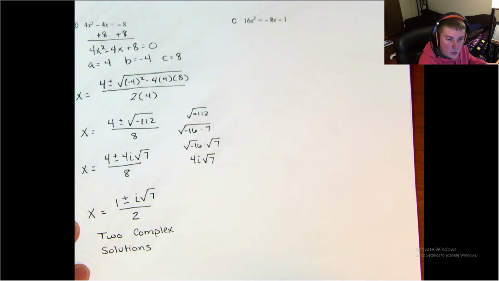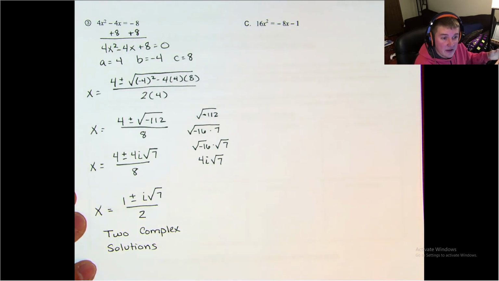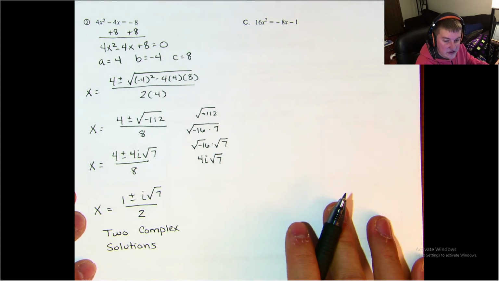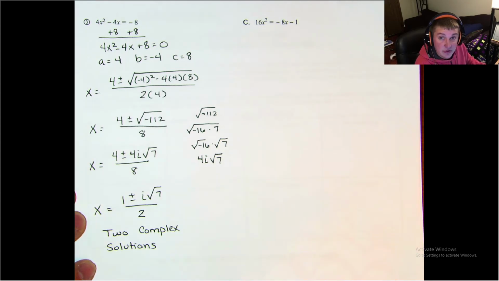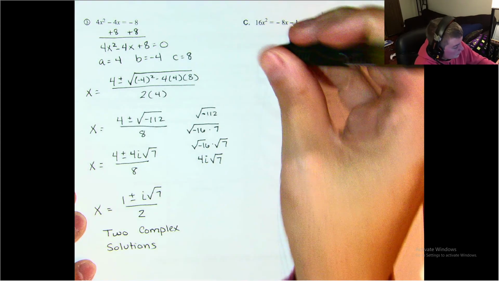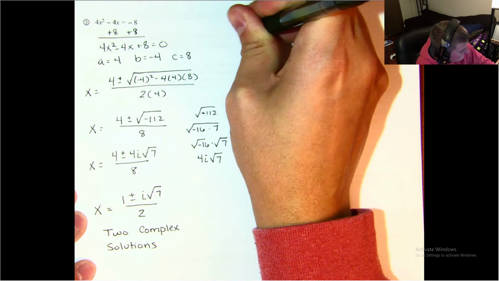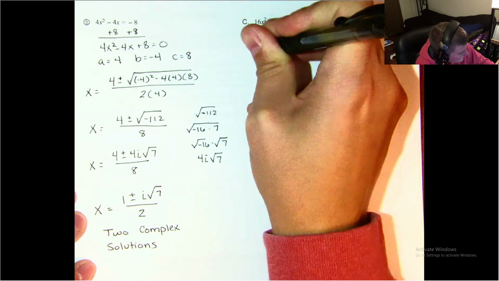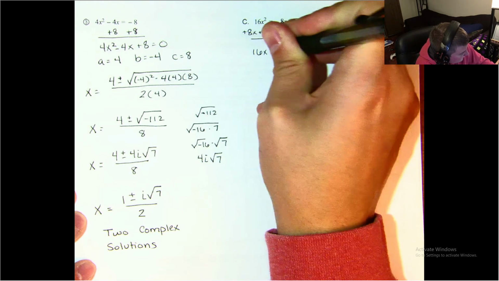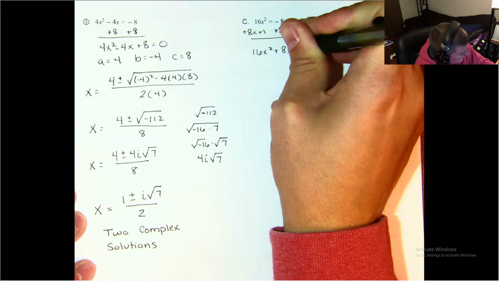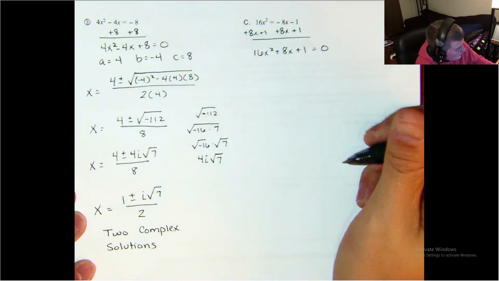Okay, why don't you take a moment, try C on your own, and then that will be the end of this lesson. So I'm assuming that you've already tried this. You're just here once again to check your work. So we are going to add 8x and 1 to each side. So now we're getting 6x squared plus 8x plus 1 is equal to 0.